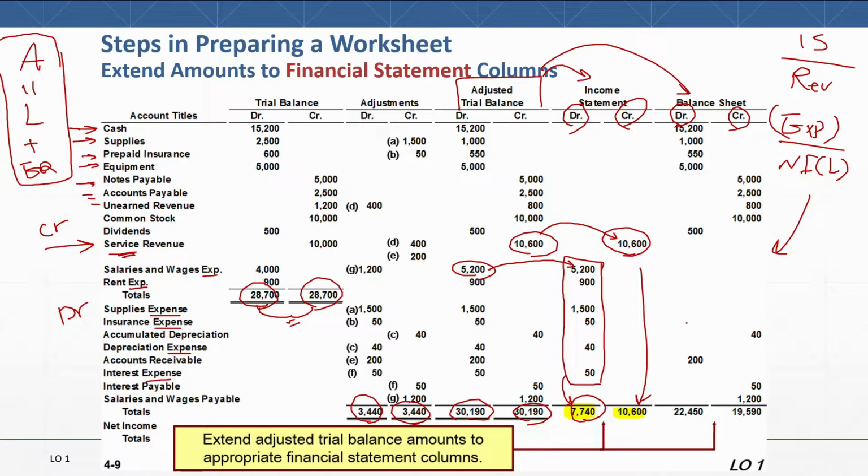Again, you add up all the items, and the summation will be reported at the bottom. Once again, we see a difference between the debit column and credit column, which we will talk about in a second. So that's how we transfer our numbers from adjusted TB to income statement and balance sheet columns. Income statement reports revenues and expenses accounts. Balance sheet reports assets, liabilities, and equity accounts.